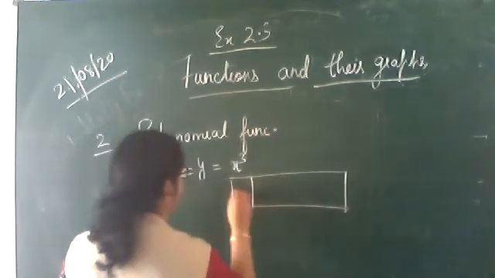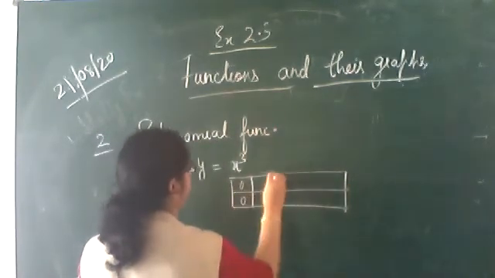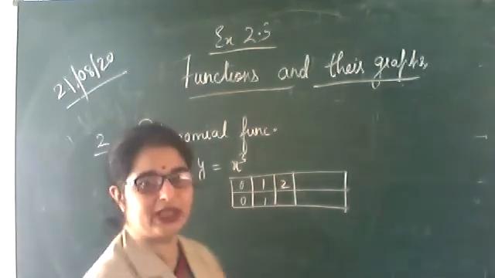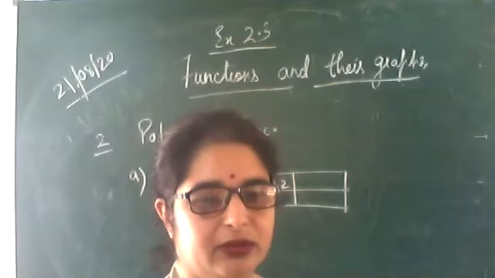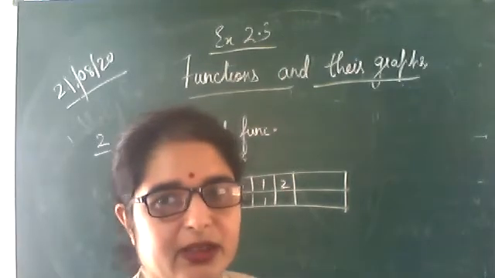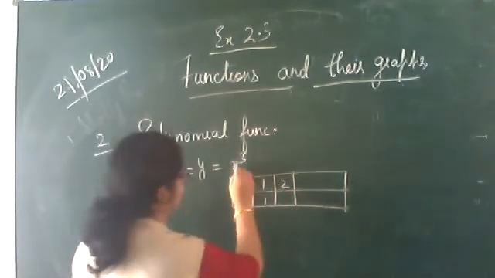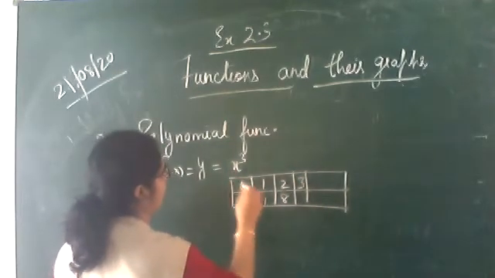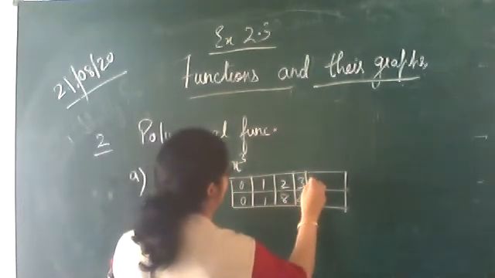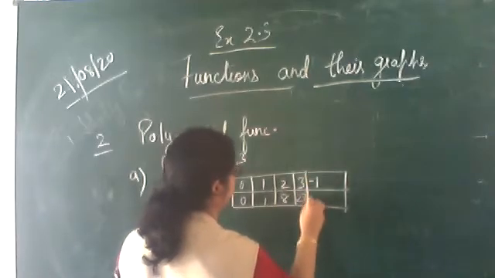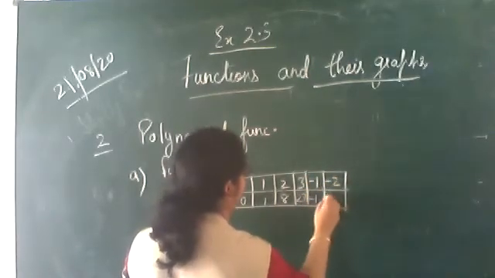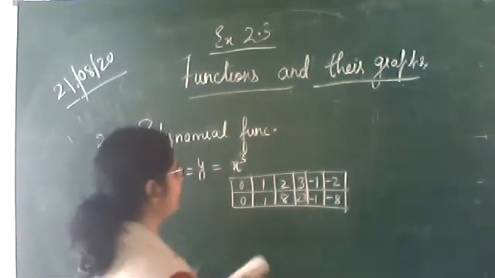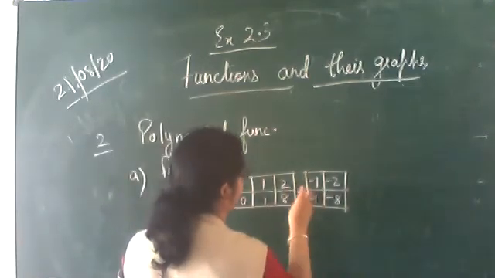Just see again. For 0, 0. For 1, 1. Please mute yourself, everyone. There should not be any sound like this. For x is equal to 2, y will be 8. X is equal to 3, what are we going to get? 27. Then x is equal to minus 1, we'll get minus 1 only. Minus 2, minus 8. Clear? Same way we can proceed further. Leave the larger values because it will be a very big number.